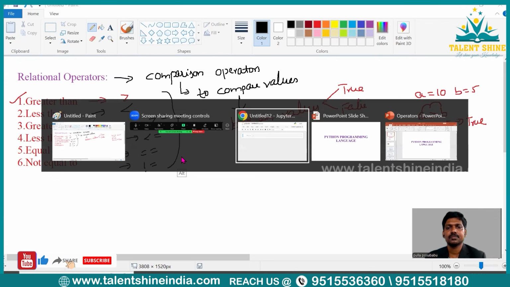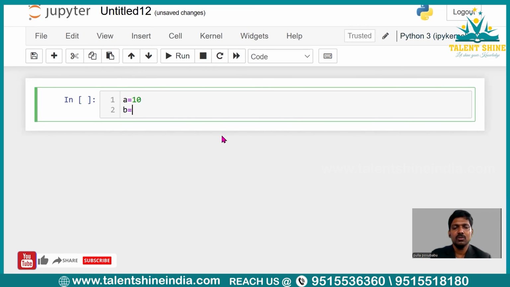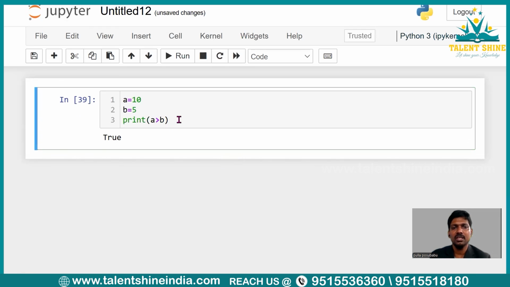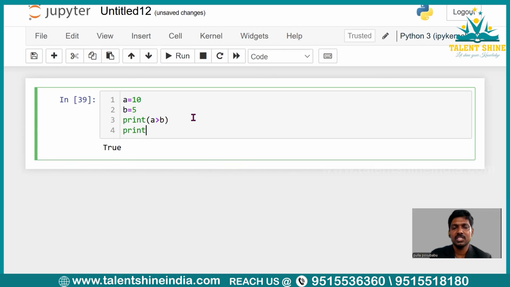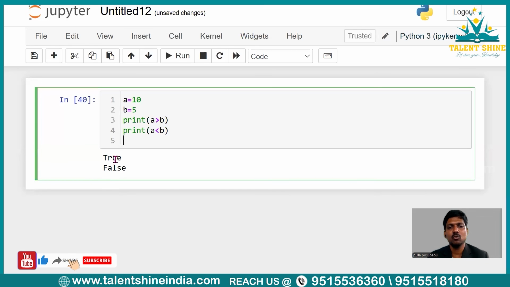Let us write a equal to 10, and then b is equal to 5. Let us perform all the operations at a time. a greater than b. You can see the output is true, since 10 is greater than 5. Let us perform the next one, a less than b. In this case you are getting false, because 10 is not less than 5. Hence the output is false. You can see we are getting only Boolean values as our outputs.